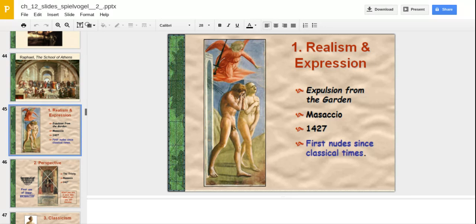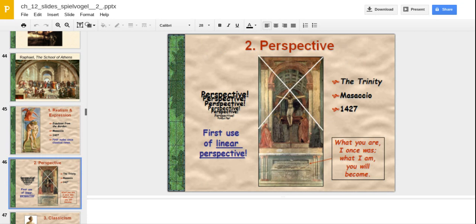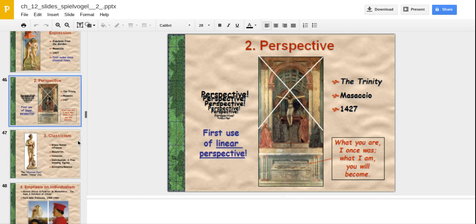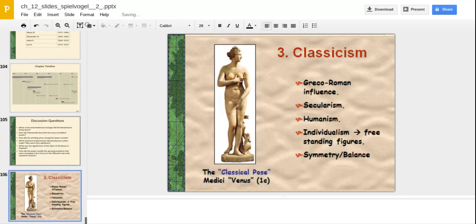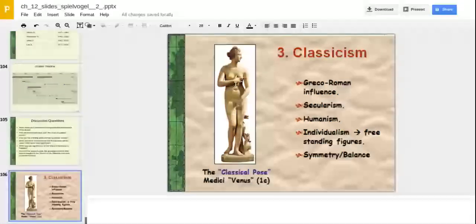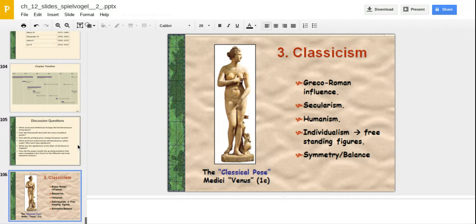Realism and expression. In Renaissance art, you will see the first naked people since classical times. And when the church had power over Europe, you would not see that; nudity was a no-no. Perspective is a major change and rise in art in the Renaissance. First use of linear perspective. Classicism, Greco-Roman influence, of course, that it's secular, it's non-religious. That's humanism, that it's grounded in the idea that we are special beings. A lot of symmetry and balance. And here's the classical pose of the Medici Venus.